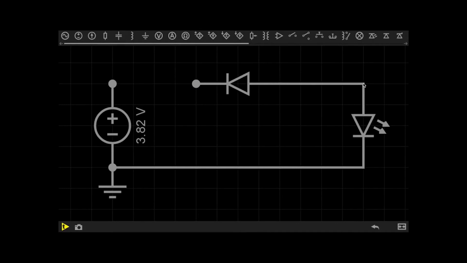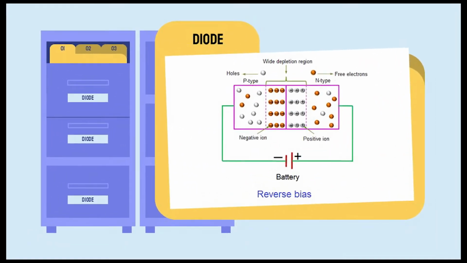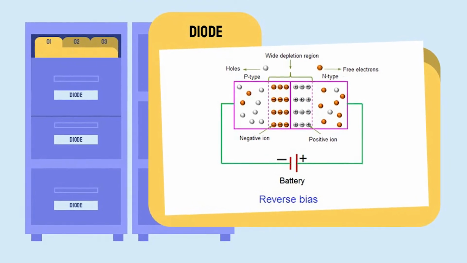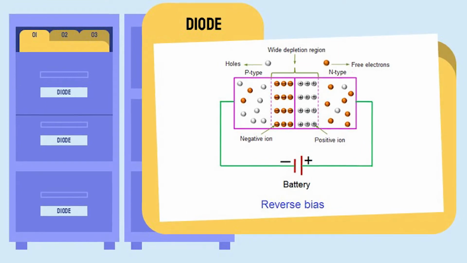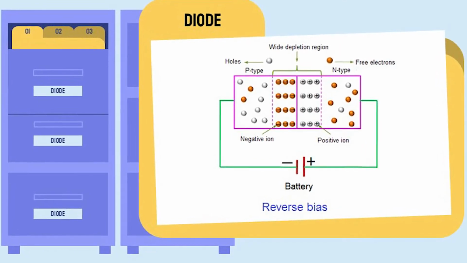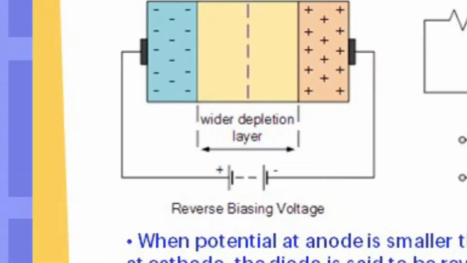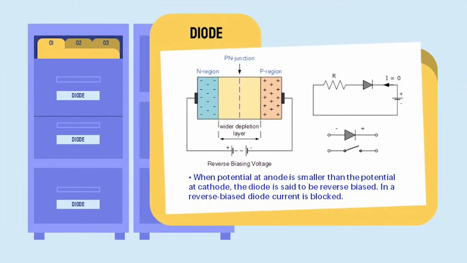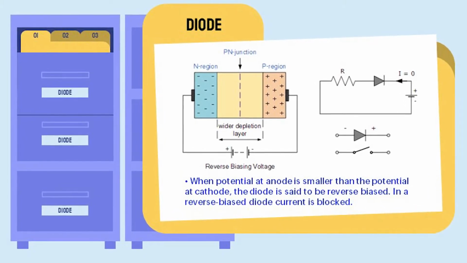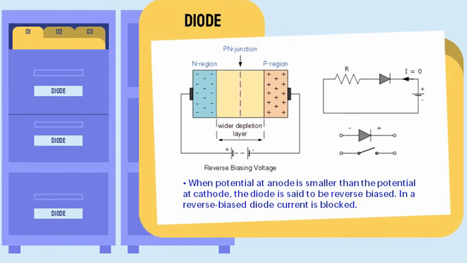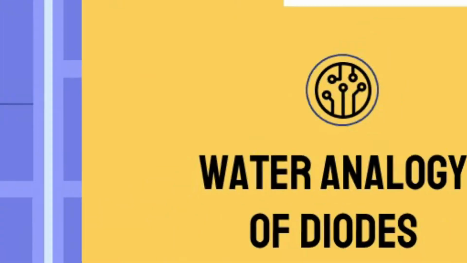In reverse bias, the potential difference increases the strength of the barrier, which prevents the charge carriers from moving across the junction. The reverse bias provides a high resistive path to the flow of current and hence no current flows along the circuit. When the potential at the anode is smaller than the potential at the cathode, the diode is said to be reverse biased. In a reverse biased diode, current is blocked.